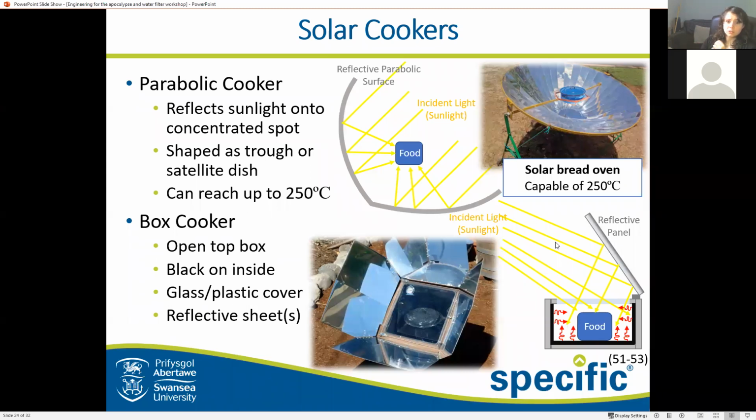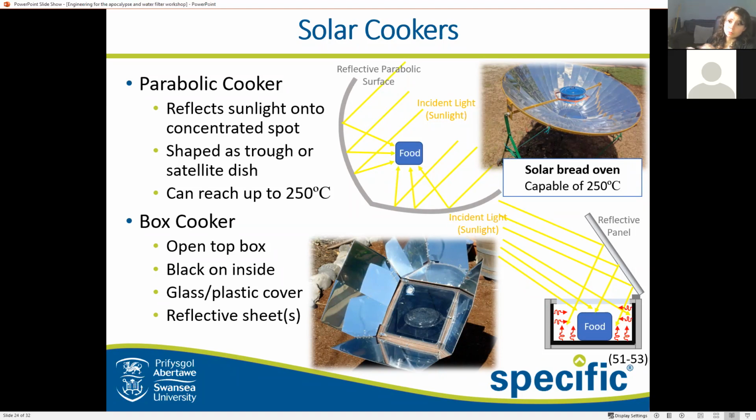These consist simply of a box with black insides, which can be painted or just a black coating. This enables it to absorb and retain heat, with a transparent glass lid enabling the light beams from the sun, the incident light beams, to transmit their way through, with other beams being reflected from the reflective panels into the box. And overall, this means that it's quite straightforward, relatively easy to make.